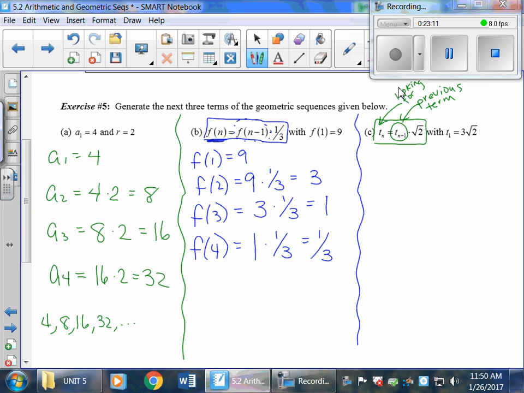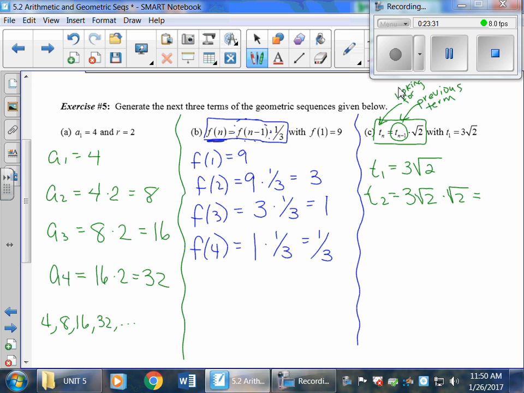All right, that's my previous term times rad 2. So I know my first term is 3 rad 2. My second term is equal to, now don't get flipped out by the radicals. You can use your calculator if you need to. So this becomes my previous term times rad 2.